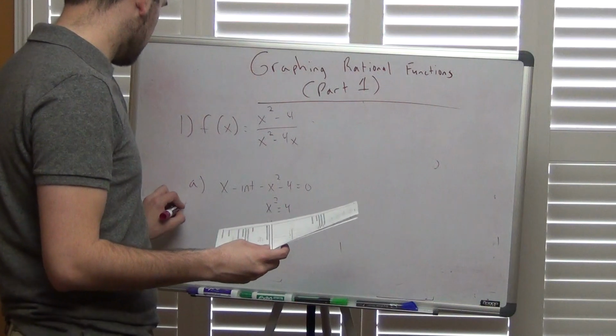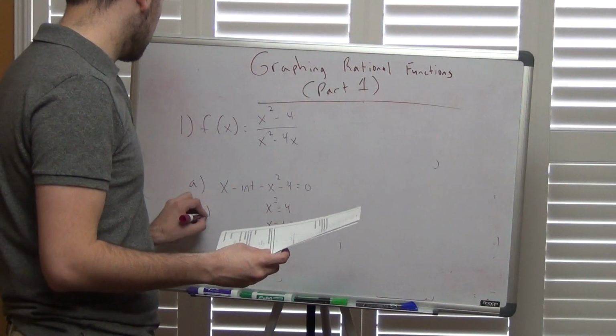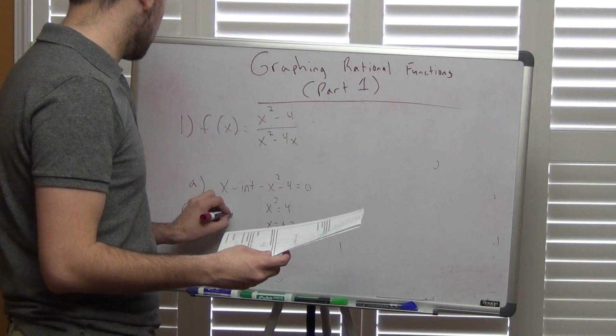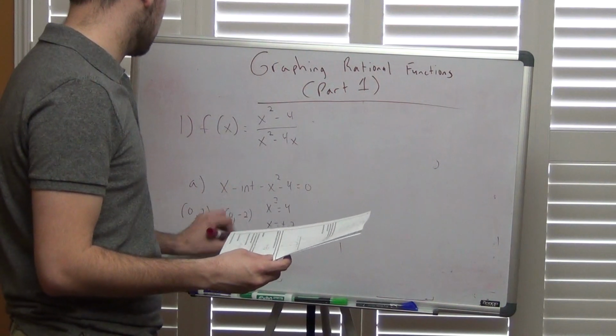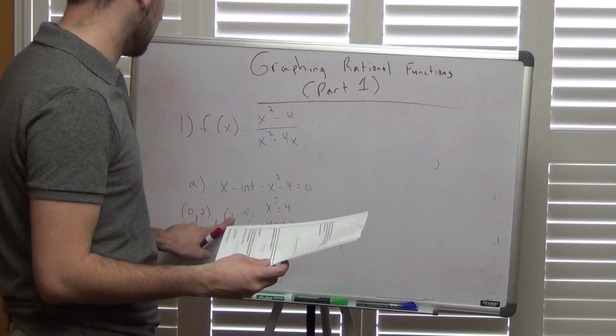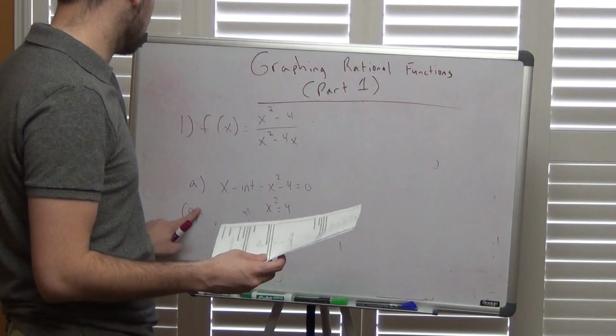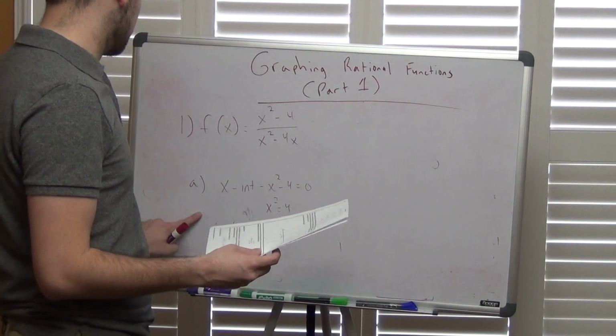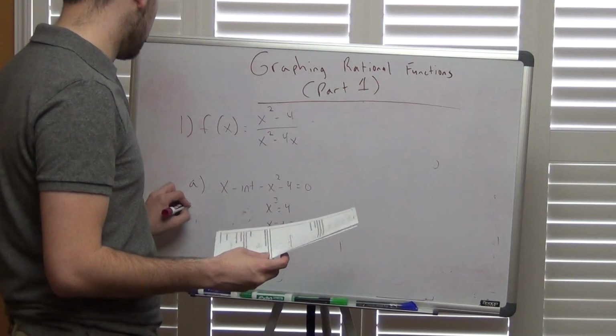So I have x-intercepts at negative 2, 0, and 2, 0. Sorry, guys, I'm mixing my x and y intercepts up.